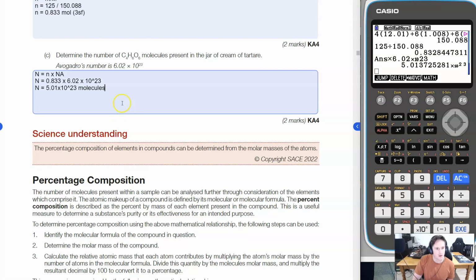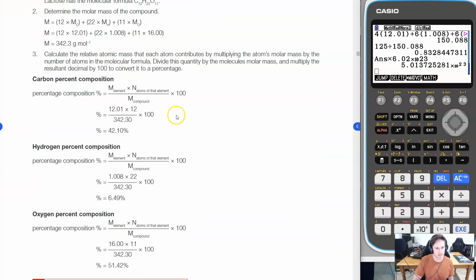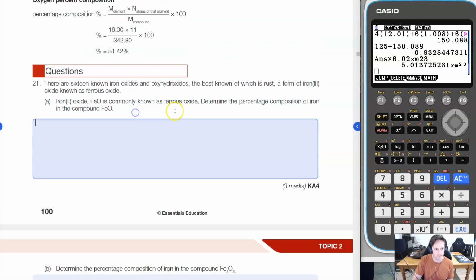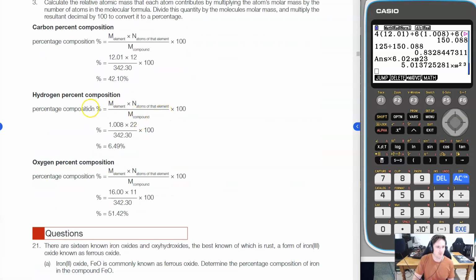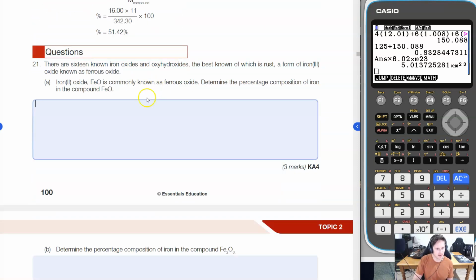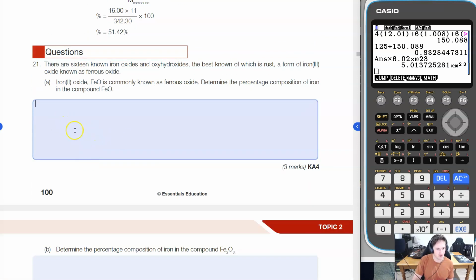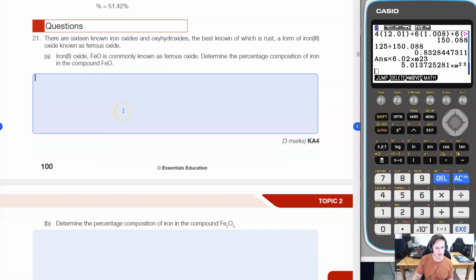Cool. Done. All right. So next we're going to be looking at percentage composition. Okay. So basically what you want to do here is you're doing a percentage calculation and you're taking the masses of each individual element into account when you do this. All right, so I'll show you how to do it. There are 16 known. Now the formatting for this might not be great with just typing, so I'll try my best.